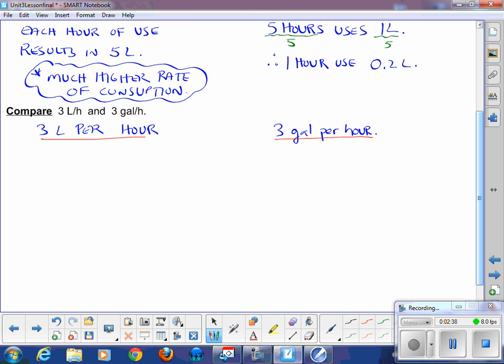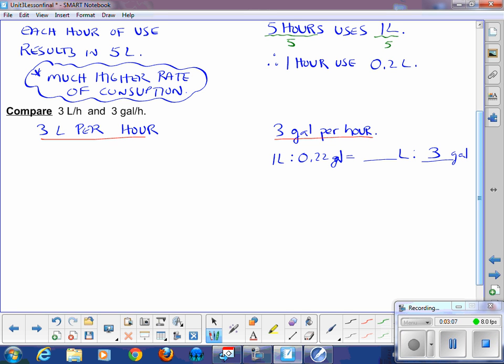When you're dealing with the difference here, you have to be able to compare apples with apples. You can't make this comparison very easily unless we're in the same units. So I'm going to convert 3 gallons per hour to liters per hour. We know from our conversion charts that 1 liter is 0.22 gallons, and it's going to be equal to our liters compared to our gallons.